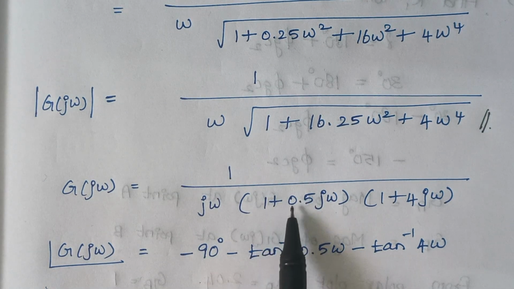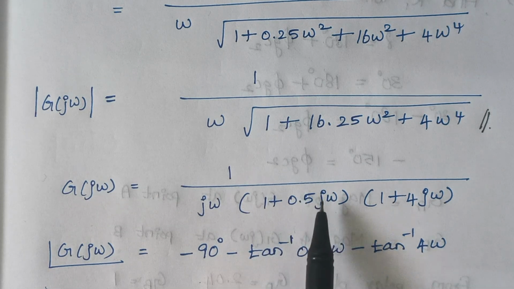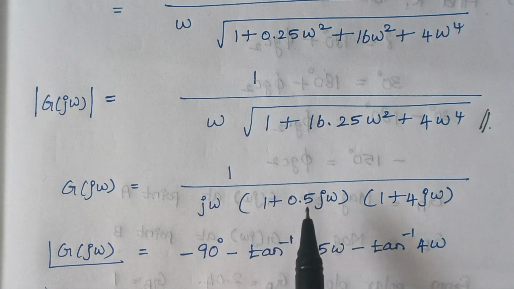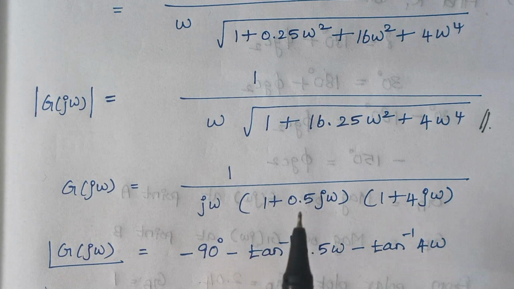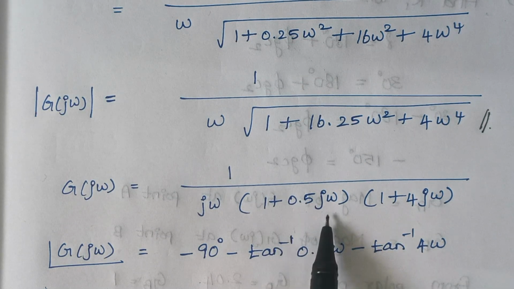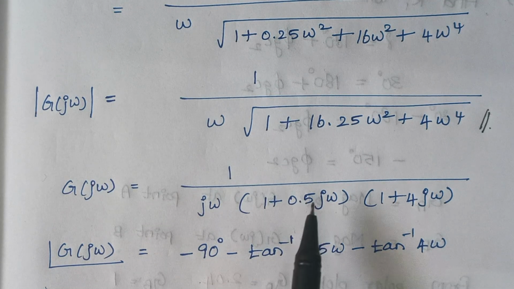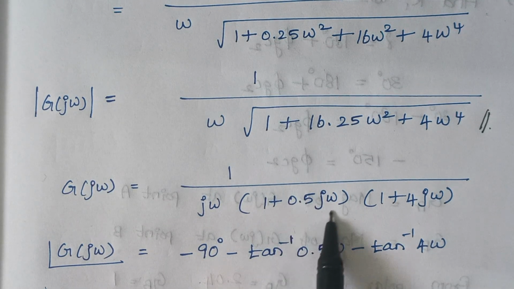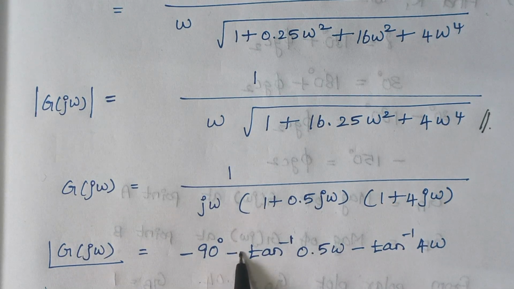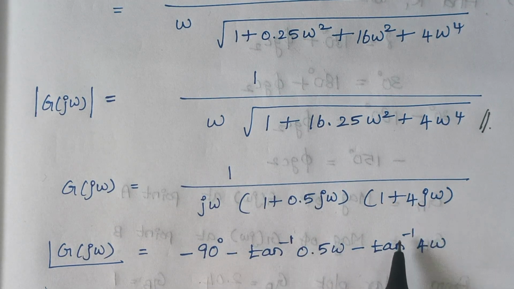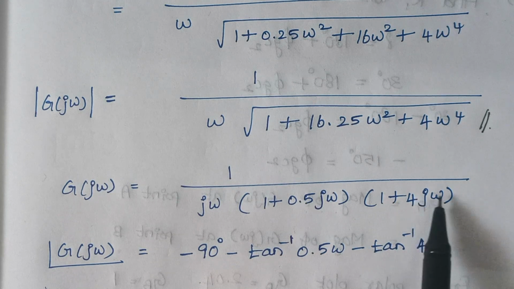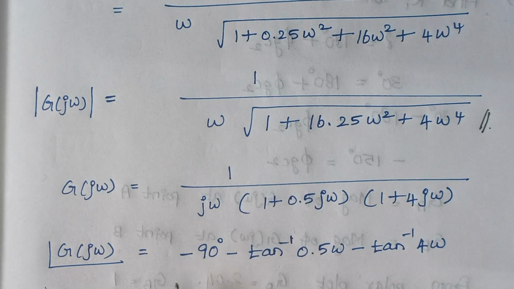Similarly, how to write the expression for these terms, that is the terms which contain both real and imaginary parts? It is tan inverse of the imaginary coefficient divided by the real term. So tan inverse of what is the imaginary coefficient? It is 0.5 omega divided by the real term, which is 1. So tan inverse of 0.5 omega. Since this is again in the denominator, I am moving it to the numerator, so again I have included a minus, and similarly for this term, minus tan inverse of 4 omega by 1. So this is our expression for phase, right?